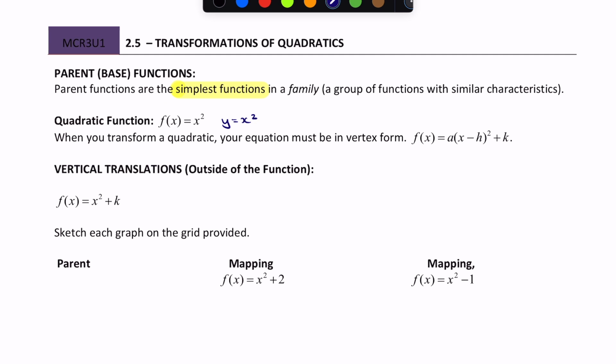When you transform a quadratic, your equation must be in vertex form, as we've looked at previously, which is f(x) = a(x - h)² + k. And so the first thing that we're looking at is vertical translations. Vertical translations occur outside of the function. Vertical translations will impact the y value of a function.